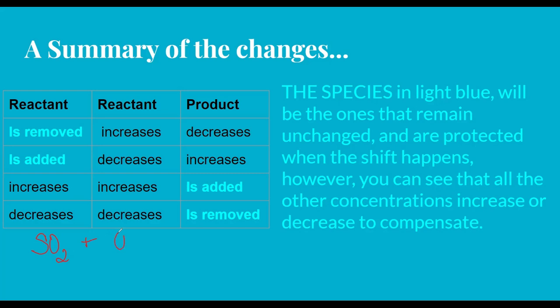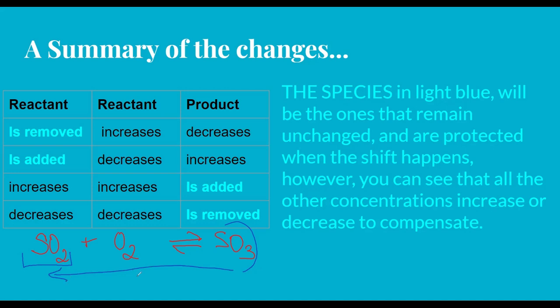SO2 plus O2 reacts forward or backwards to make SO3, right? I'm not going to balance it. I want to just talk about it in general. So if I remove some of this reactant, which is what this table means, I will have to take this apart to replace it. So the reaction will go backwards.